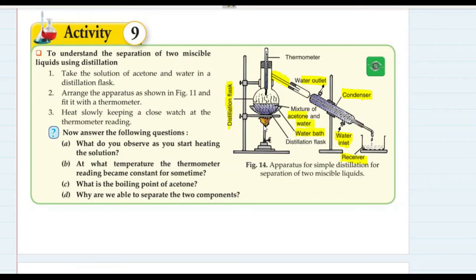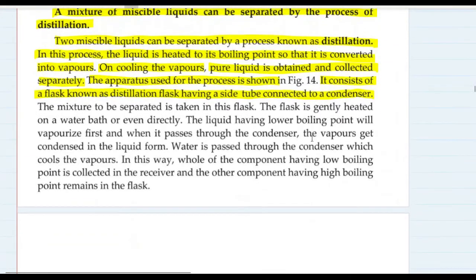Now, as the mixture starts heating, the vapors of whichever substance has the lesser boiling point come out, and those vapors enter this tube, this small thin tube which is kept inside a condenser. Due to the water which is running outside the small thin tube in the condenser, these vapors condense and get converted into liquid form, and then they get collected in the receiver. Okay, now this is the whole activity. Let's read the theoretical part and get back to the activity all over again.